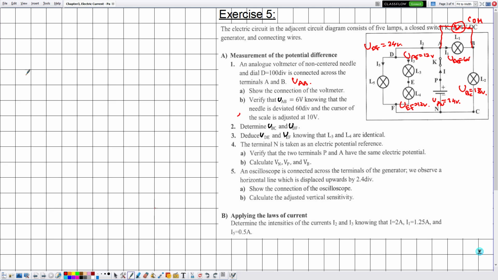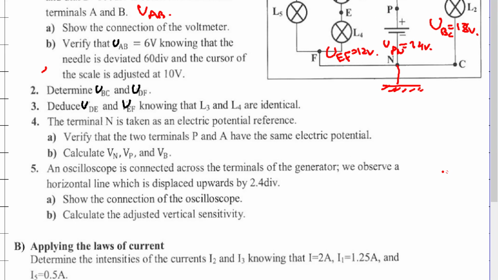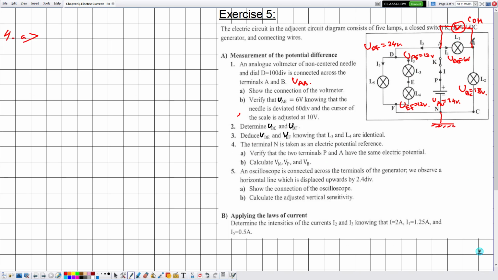Now in part 4 they are telling me N is taken as an electric potential reference, so the electric potential at the point N defined here is given by 0. In part A they are telling me verify that the 2 terminals P and A have the same electric potential, which means that we need to say that VP is equal to VA. So what do we have across P and A? We have a closed switch, so let me say that UPA is 0. The reason is given by closed switch. Then VP minus VA is equal to 0, which means that VP is equal to VA.